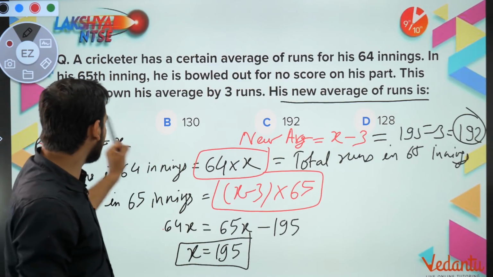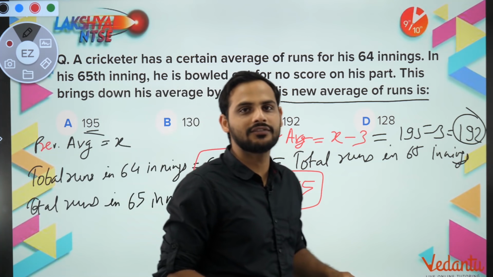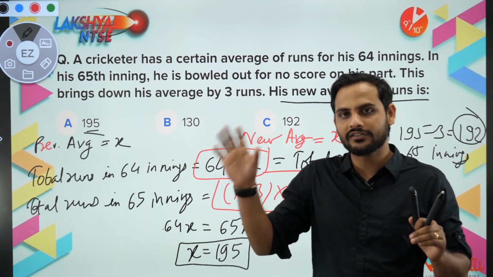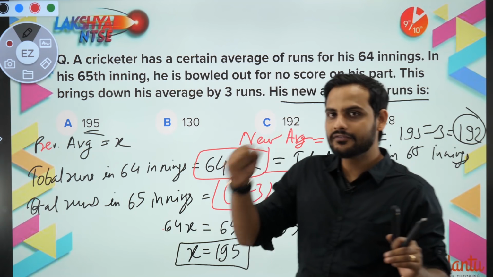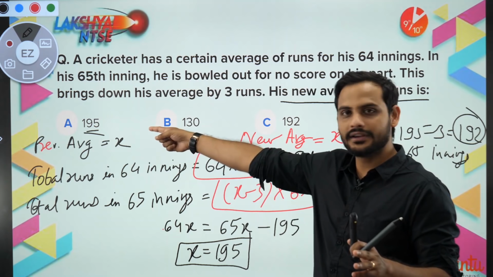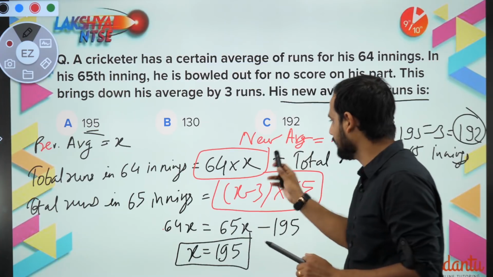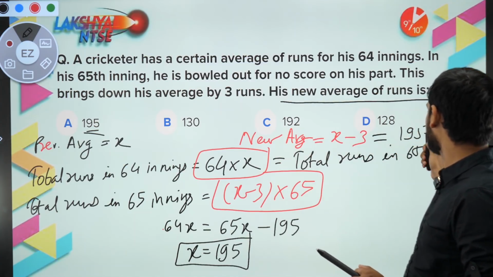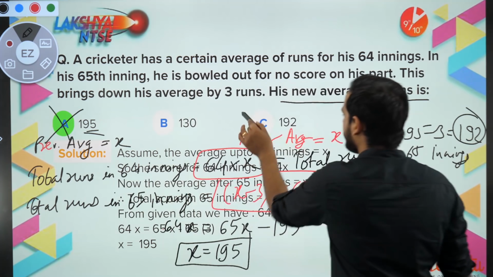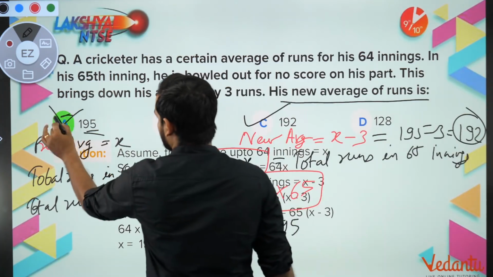See, the examiner also tricks you in a way. Option A is given as 195, so that suppose out of 100 students, 50 students didn't know how to do it. Out of the rest 50, 40 will go wrong here, thinking X is 195, and tick the answer. Don't do that. Always keep your mind calm. New average was asked, so 195 minus 3 is 192. The correct answer is 192. That answer given as 195 is wrong.